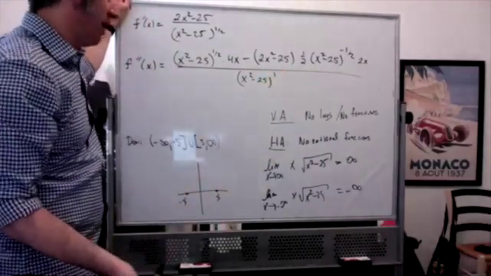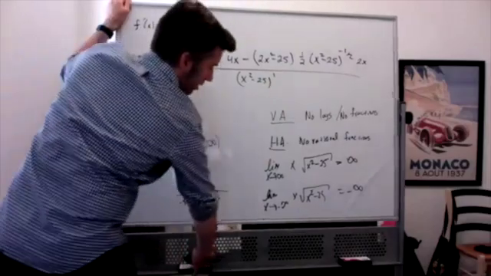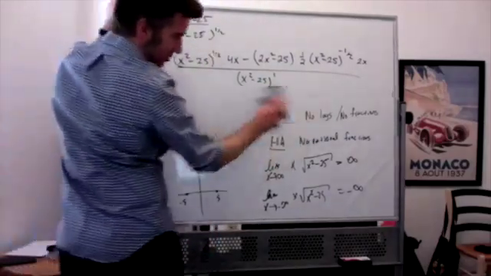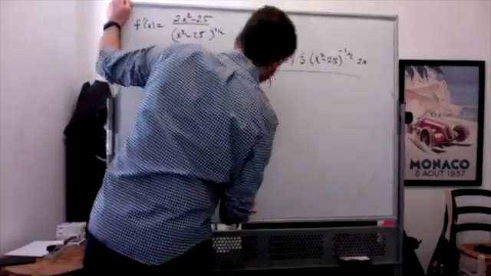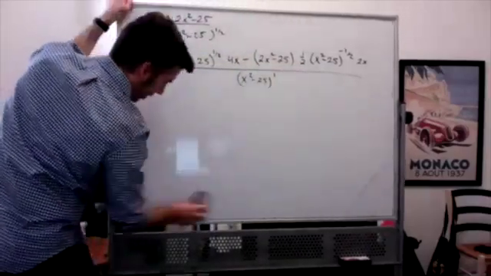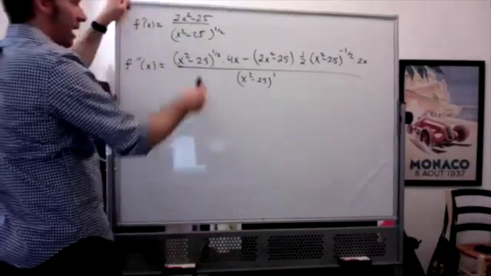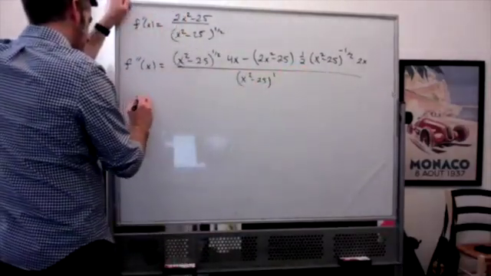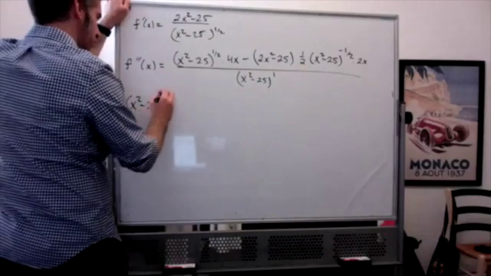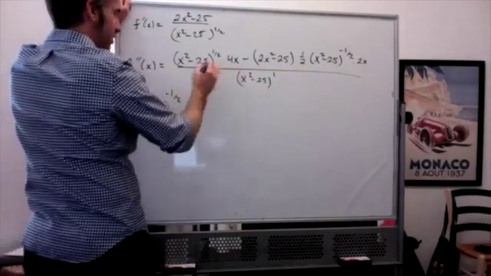Okay, we have to simplify. I'm going to erase all this stuff because we found it and there isn't anything there. So I can still factor out an x squared minus 25 to the negative 1/2. I can also factor out an x.